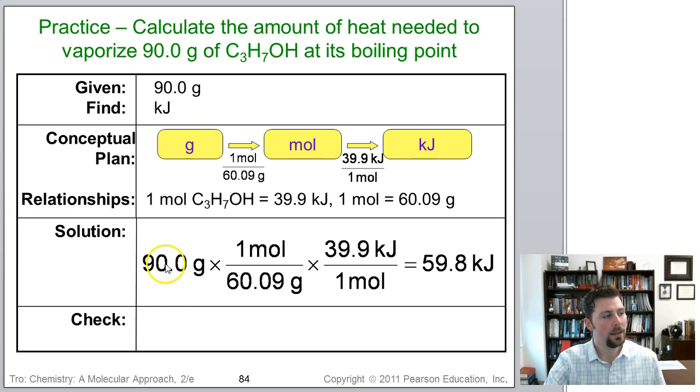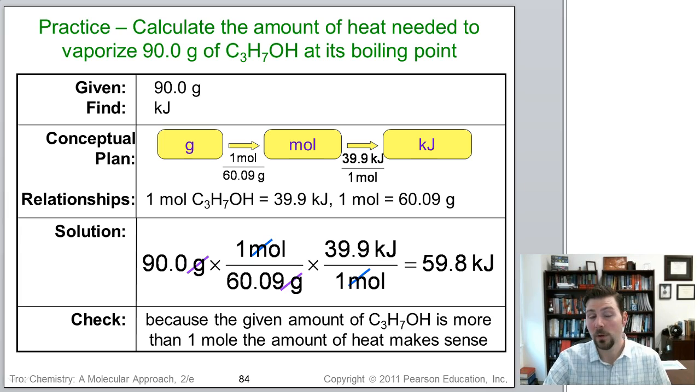I start with 90 grams, I relate that to moles. Why do I have to go to moles? Because I only know how the amount of heat relates to moles. So I got to get this number into moles so that I can relate moles to kilojoules. If I had a way to relate kilojoules directly to grams, I wouldn't need to do this conversion. I could skip it. Okay, notice I have to supply 59.8 kilojoules of heat in order for 90 grams of propanol to vaporize when it's already warmed up to its boiling point.